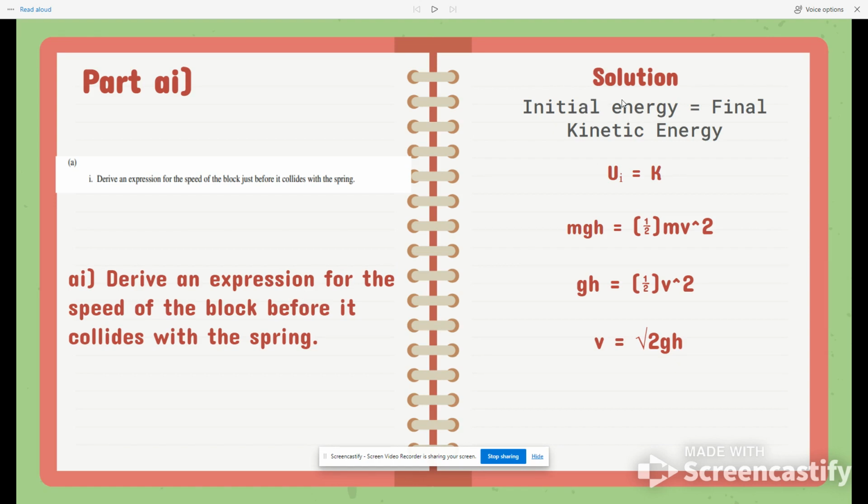The initial energy is equal to the final kinetic energy, and the only initial energy is the gravitational potential energy. So U_i equals K_f can be written as mgh equals 1/2 mv squared. This can all be obtained from the formula sheet. Then solving for v, we can cancel out m on both sides, leaving gh equals 1/2 v squared, and then multiplying by 2, 2gh equals v squared, and then taking the square root, v is equal to the square root of 2gh. This is an expression for the speed for part A-I.